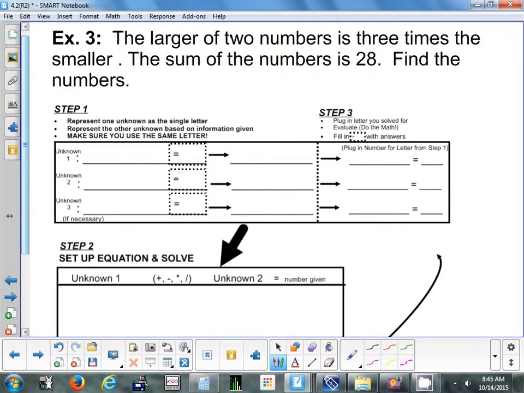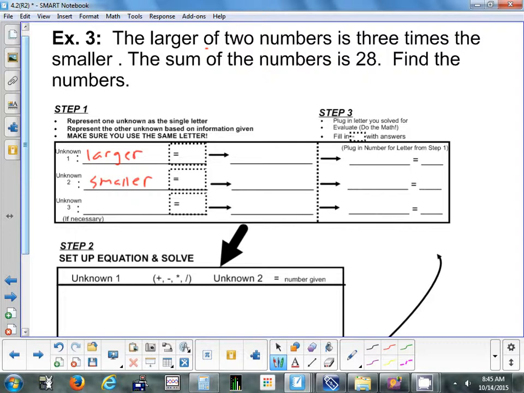The larger of 2 numbers is 3 times the smaller. If you add them up, their sum is 28. Find the numbers. All right, Zach, what are my 2 unknowns? Larger, smaller. Perfect. Larger, smaller. All right. How about Jalen? What do I do next?